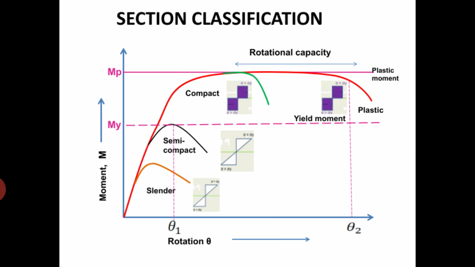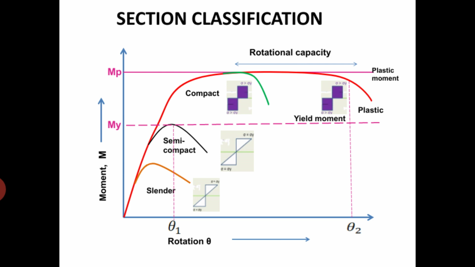Then finally the red curve, what does it represent? This one, slender sections. So what do you mean by slender sections? The cross sections in which the elements buckle locally, even before reaching the yield stress. They do not reach the yield stress. Before reaching the yield stress, the elements will buckle locally, and these sections are called slender sections.